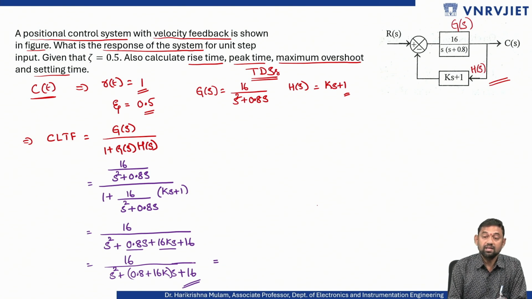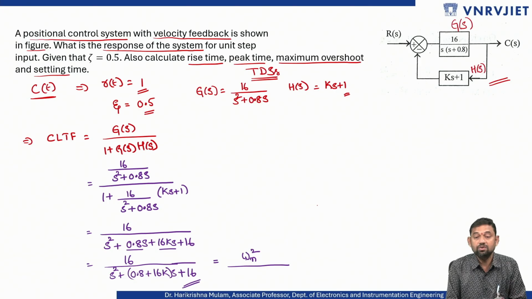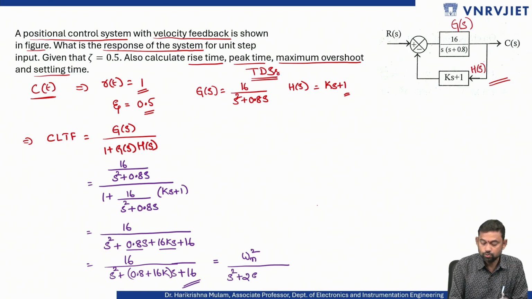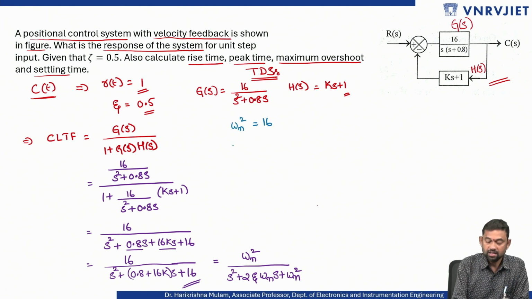Always compare the transfer function of the system with the standard way of representing the second order transfer function so that you can get the values for zeta, omega n and K. Therefore, compare it with omega n square by S square plus 2 zeta omega n S plus omega n square. If you compare them, you will get omega n square is equal to 16. That is, omega n is equal to square root of 16, which is equal to 4 radians per second.